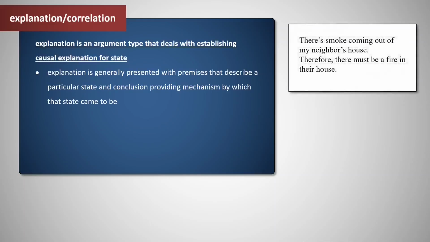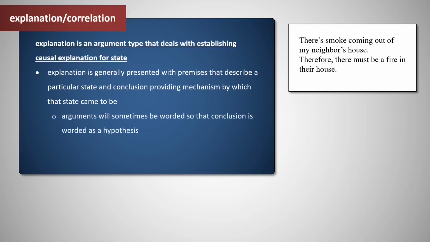So, for example, in this argument, it says there's smoke coming out of my neighbor's house. That's the premise. Therefore, there must be a fire in their house. So we see here that the fact that there's smoke is explained by the fact that there is a fire. You can think of it as giving us a causal situation where the effect is in the premises and we are speculating what the cause is. It's the fire that is causing the smoke.